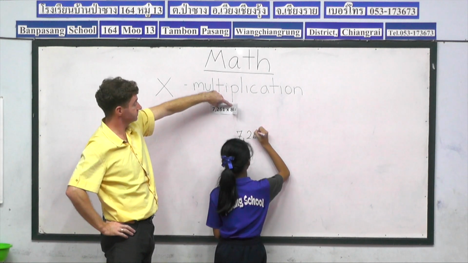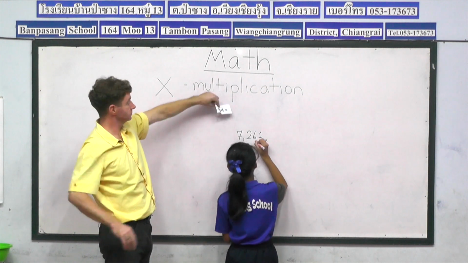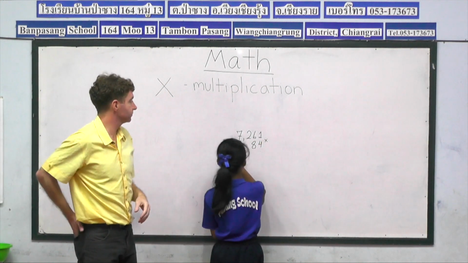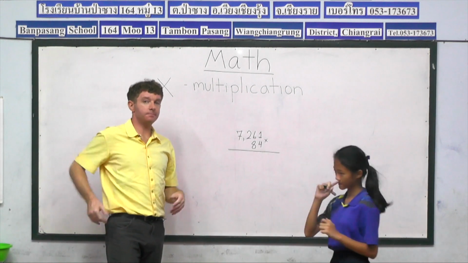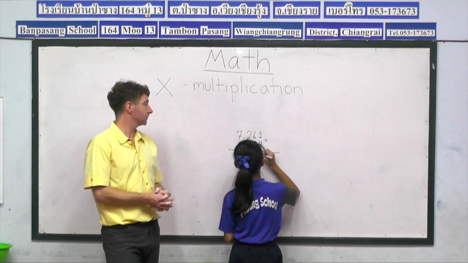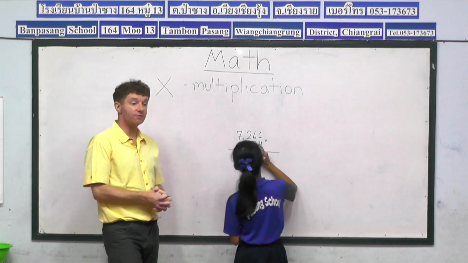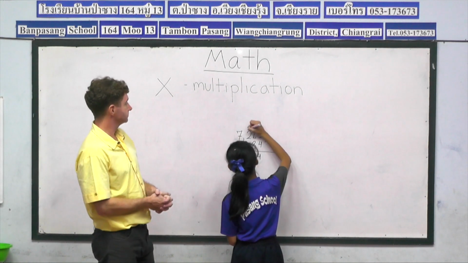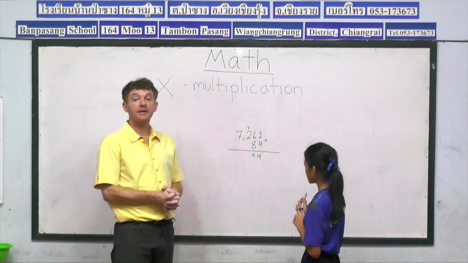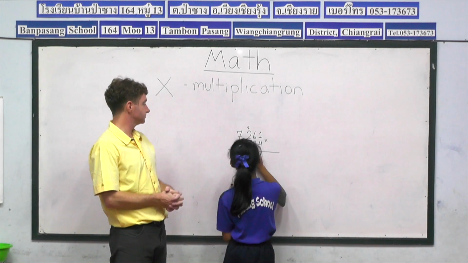7,261 times 84. So let's begin with our ones column, as always. 4 times 1 equals 4. 4 times 6 equals 24. 4 times 2 equals 8. Plus 2 equals 10.